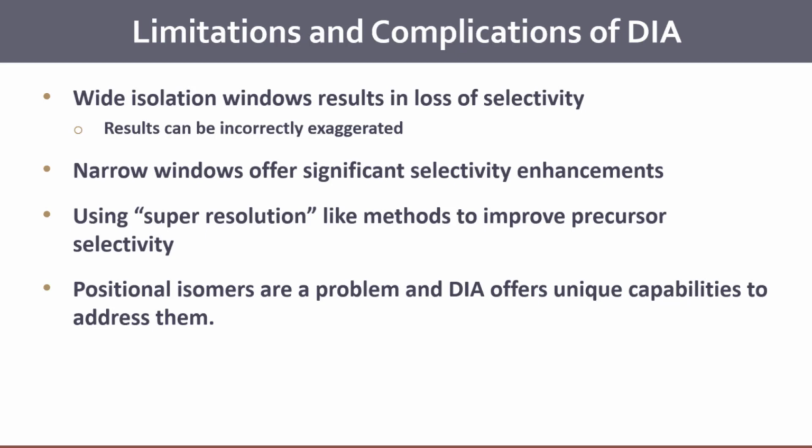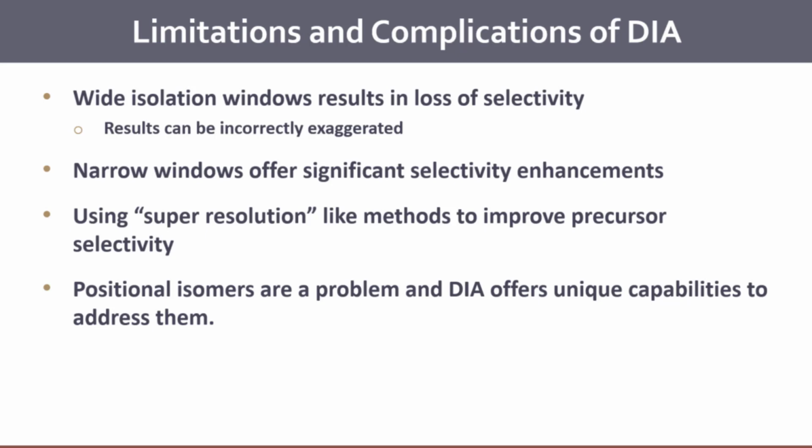So in the last 30 minutes, I do want to give some limitations and complications of data independent acquisition. One is that wide isolation windows result in loss of selectivity. Results can often be incorrectly exaggerated. I think when you look at some of the data in the literature, with some of the newer technologies we have to analyze data, you may find that some of the original publications may have had exaggerated numbers. I'll talk about how some of those things can occur.